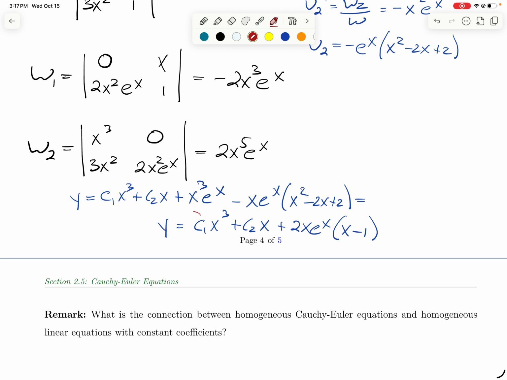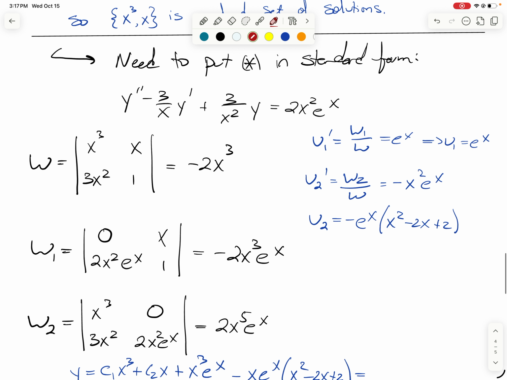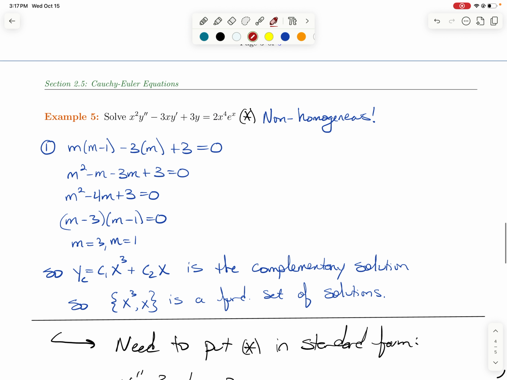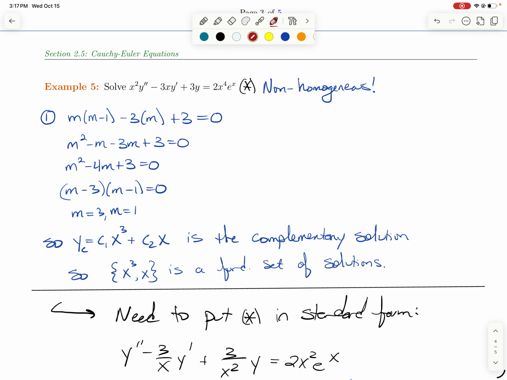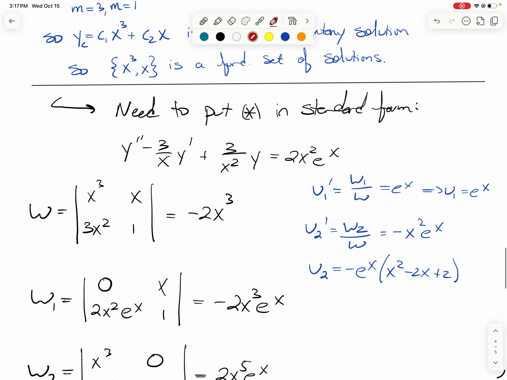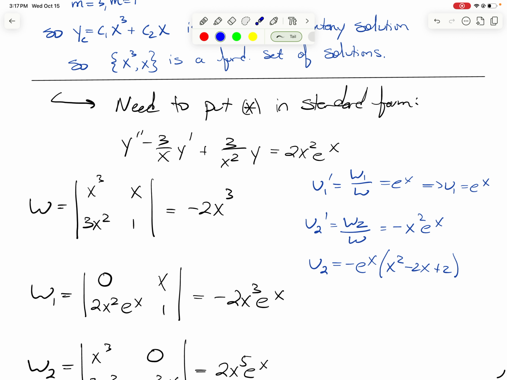So moral of the story is, don't forget to put your differential equation in standard form before you hunt for the particular solutions. Otherwise, you might end up doing a lot of unnecessarily difficult integration.